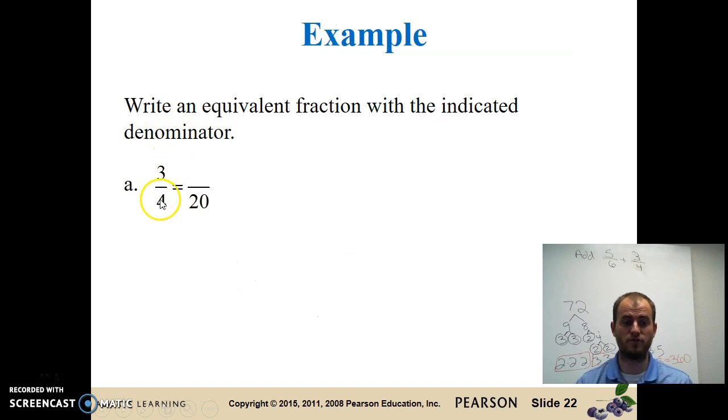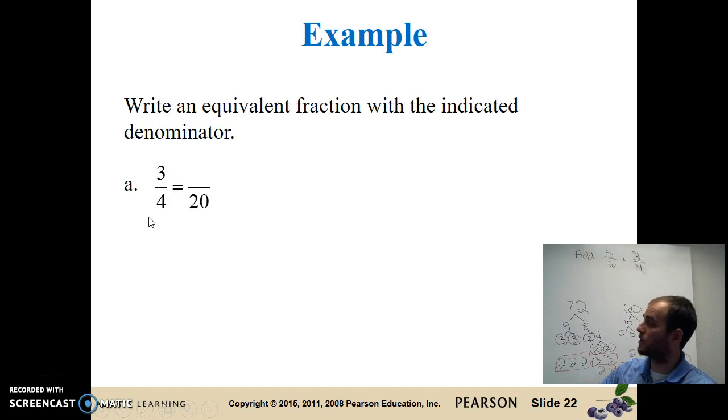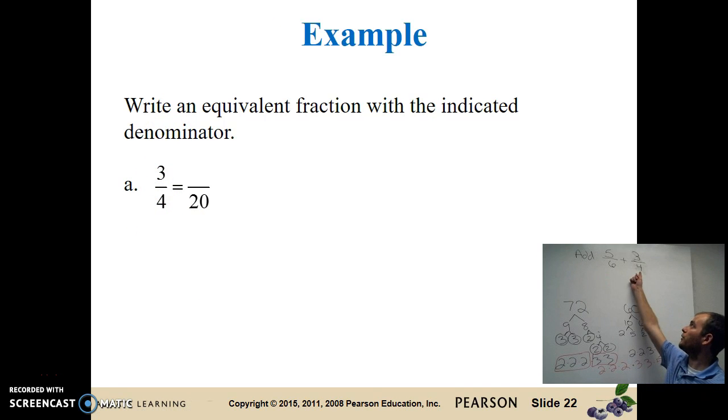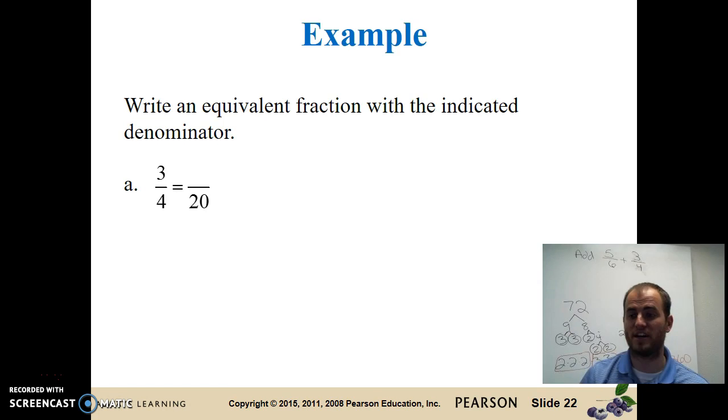So let's say we had 3/4, like we had in our original problem up here, and we wanted to write that with the denominator of 20. Now in that problem we would want to write it with 12, but let's say for some reason we needed to rewrite it with our common denominator of 20. So what you do is you look at it. You had a denominator of 4, we want it to be 20. So to do that, you'd have to multiply by 5.